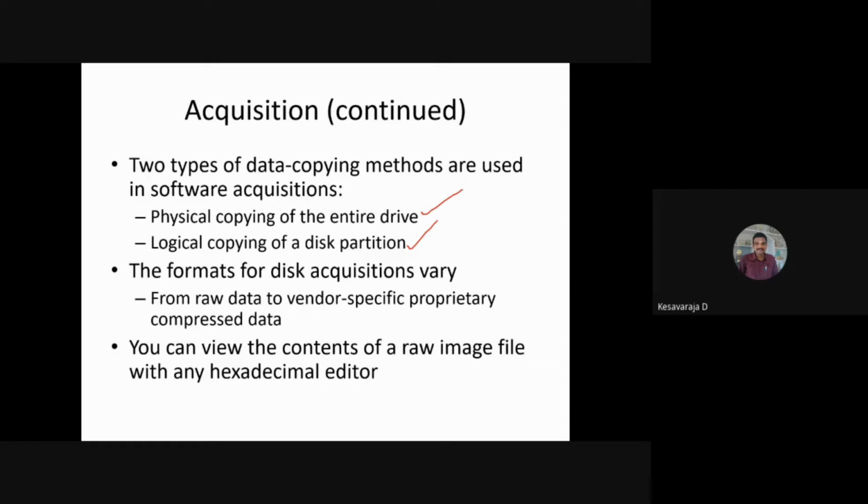The format: normally the entire drive is converted into raw format, the raw data format. If needed, you can perform some compression, otherwise there is no compression. The data is directly converted into raw format, so you can view the data in a hexadecimal editor.